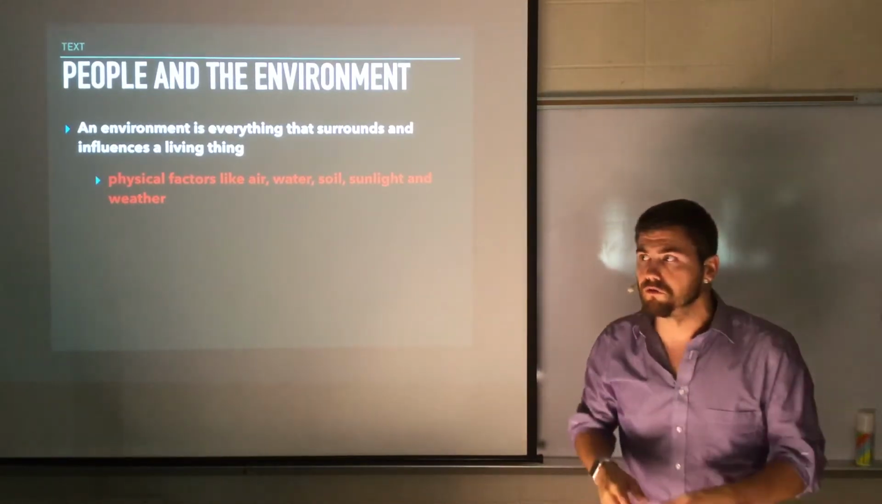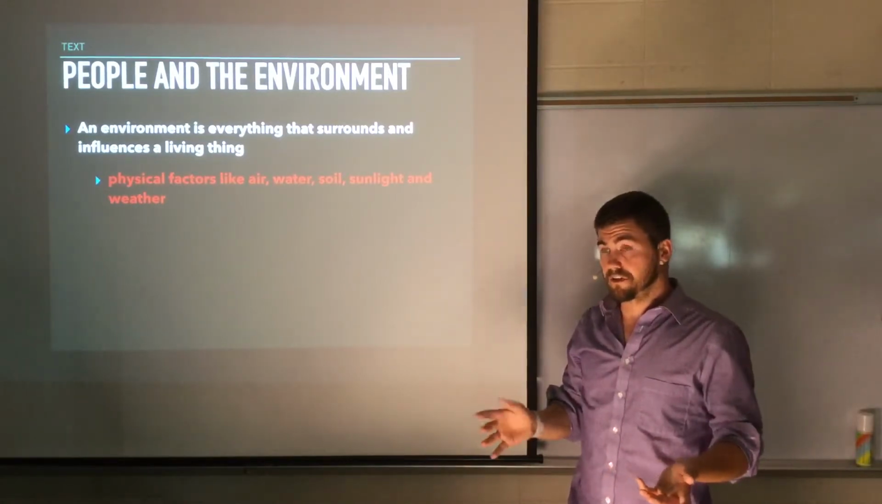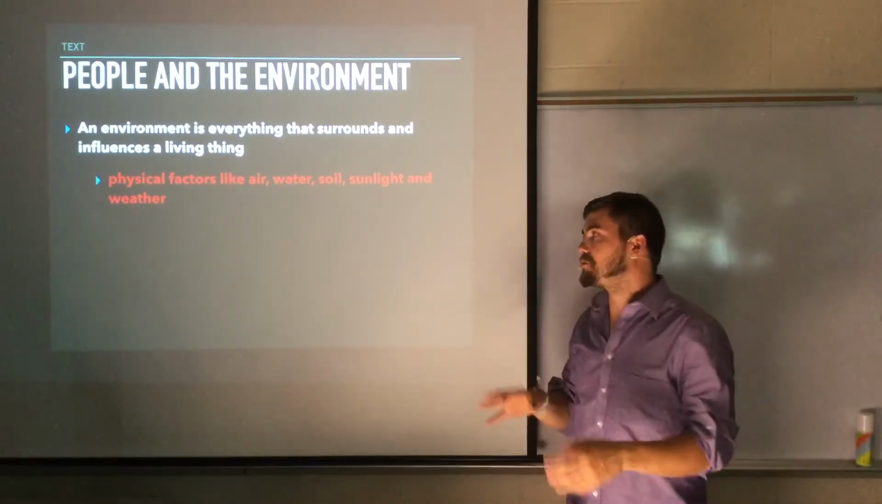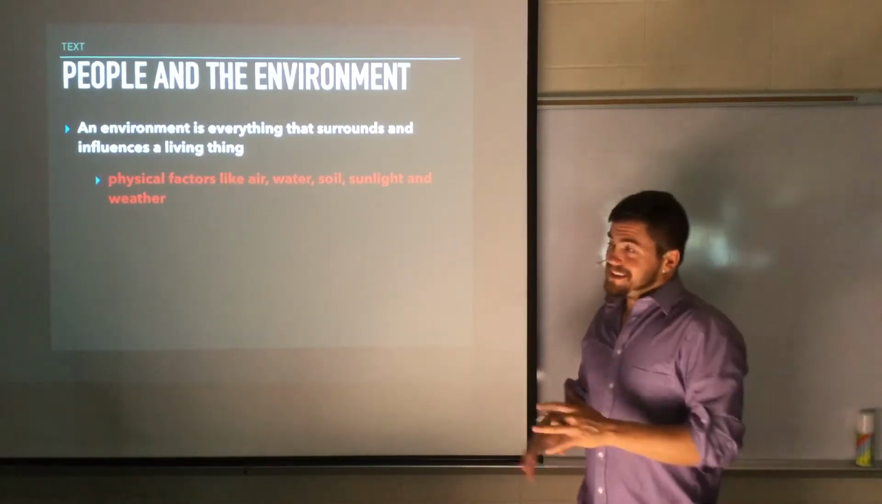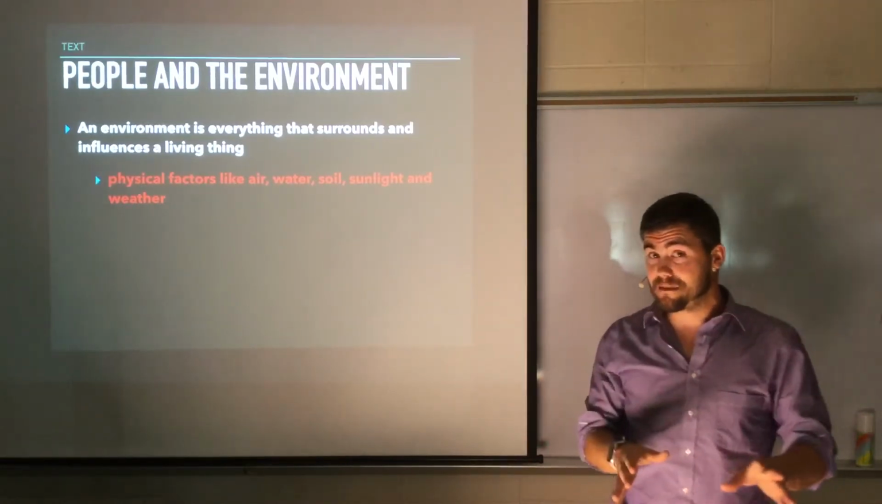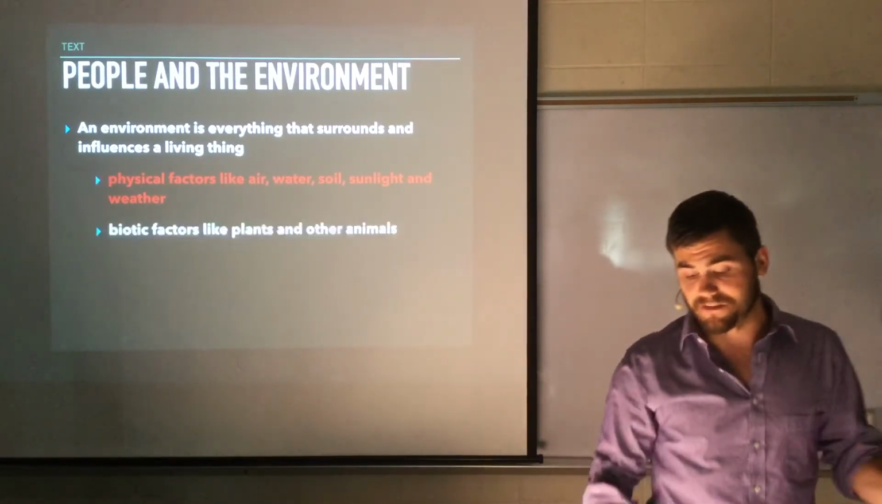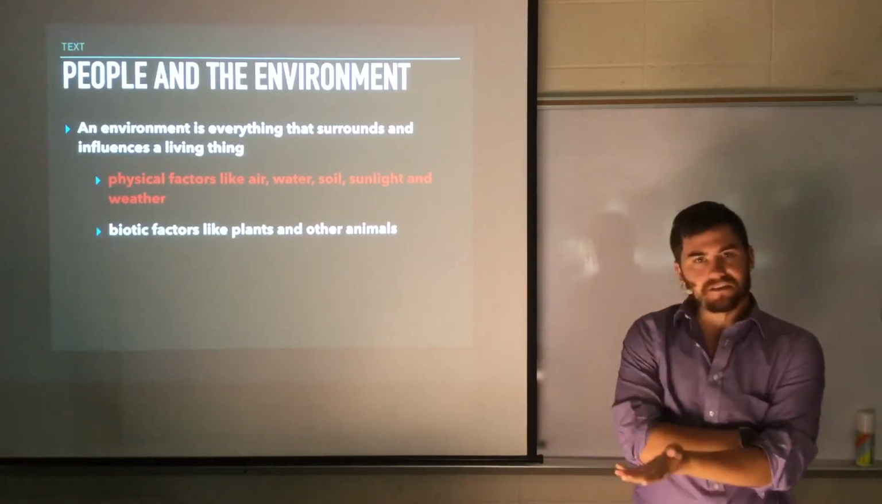You can't grow food on all the surfaces on Earth. We've pretty much used every square inch of usable farmland on Earth. So if all of a sudden there's twice as many people, can we feed them? Maybe, but we're gonna have to come up with some tricks for that. And then there are biotic factors like plants and other animals.